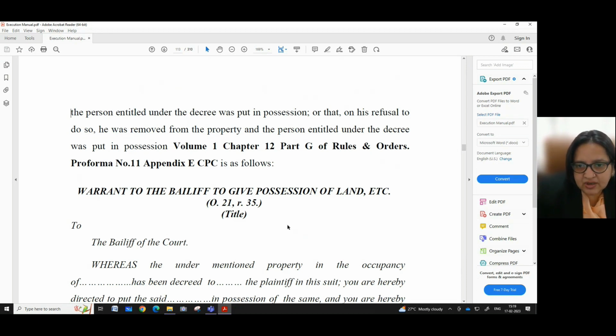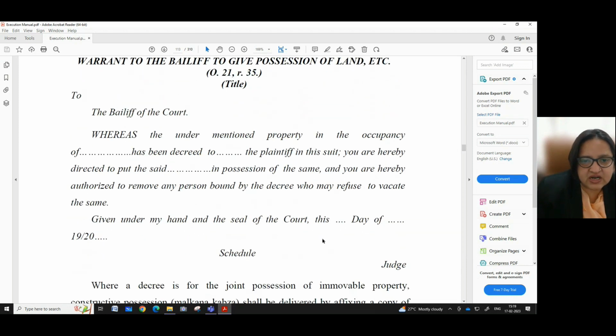Volume 1, Chapter 12, Part G of Rules and Orders. We have also provided with pro forma number 11 at Appendix E, CPC, which provides for a warrant to the bailiff to give possession of land, etc., under Order 21, Rule 35, CPC. This warrant is addressed to the bailiff of the court, and after filling in the particulars, it should have the seal and signature of the judge of the court issuing the said warrant.